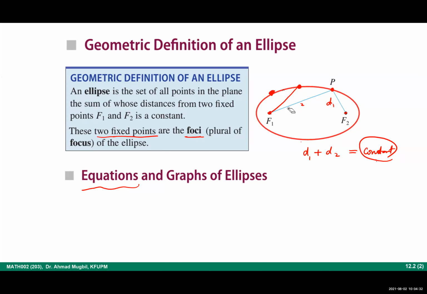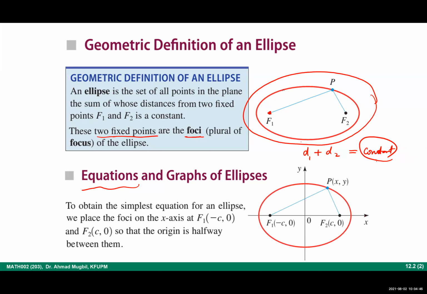How to find it? I will not go over that in detail, I will just summarize it for you. We will take this ellipse and draw it in the XY plane. We will put these two fixed points, which are the foci, on the x-axis. And we will say, for example, this is (c, 0), and this is (-c, 0). They are symmetric because the point here at the middle is the center.